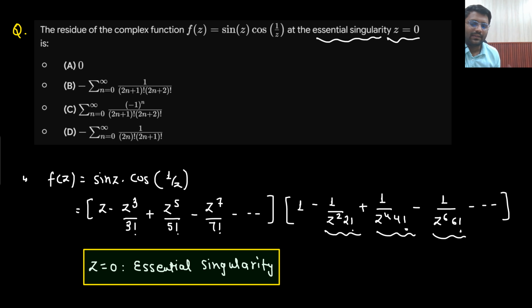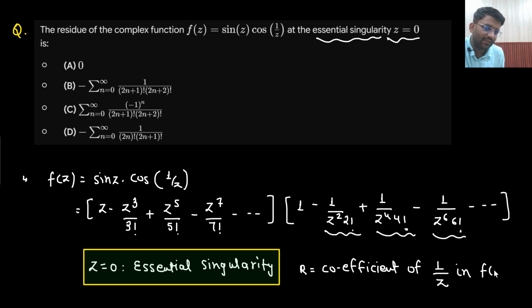Okay. That means if we need to find out the residue, what would it be equal to? Only one singularity is there, that is z equals to 0. You need to find out the residue. Sir, it would be nothing but the coefficient of 1 upon z minus a, 1 upon z minus 0, that is, the coefficient of 1 by z in f of z.